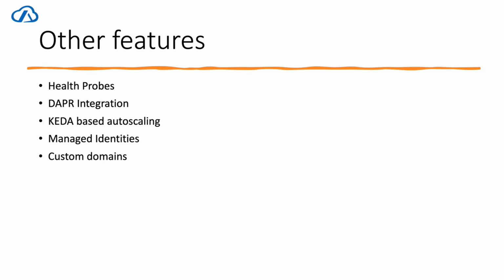And custom domains, for example, if you're deploying your front-end applications into Azure Container Apps, you can map custom domains to the container apps as well. By default you will get a randomly assigned fully qualified domain name, which I'll show in the demo. But if you want to change it and map it to a custom domain, you can do that too.